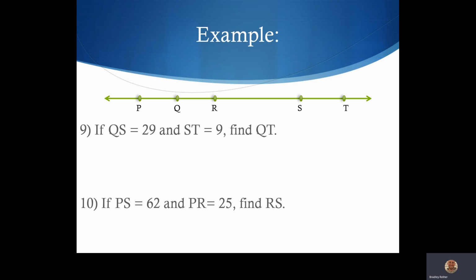If you're not sure, you can go back and check. 25 plus 37. Does it give you 62? Okay, it does. So that's your segment addition postulate. You're adding two little segments to get the big segment. Sometimes, though, they give you the big segment. In that case, you'd subtract the little to get the other little one.